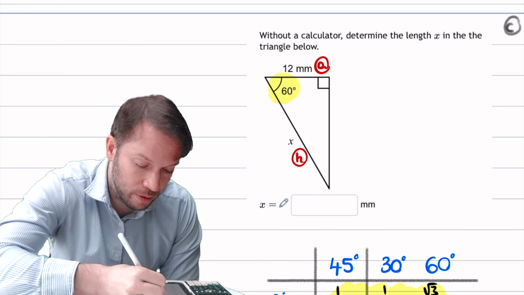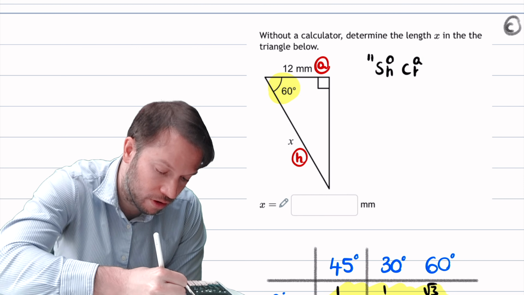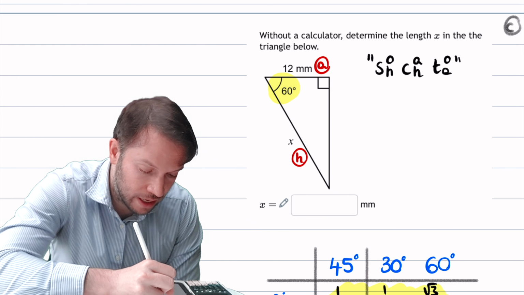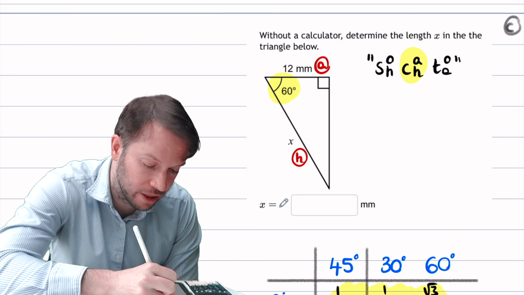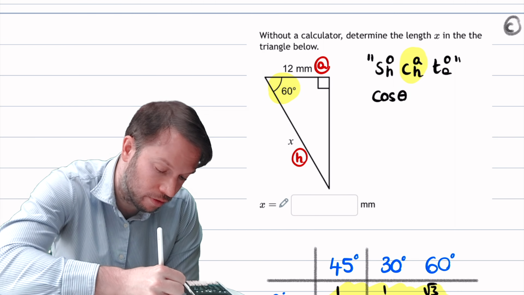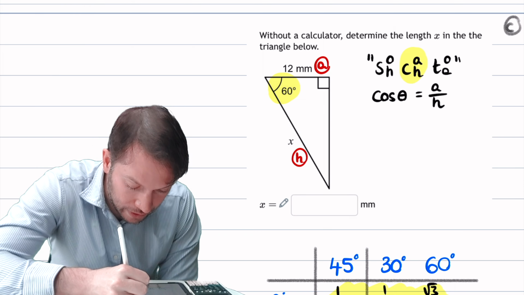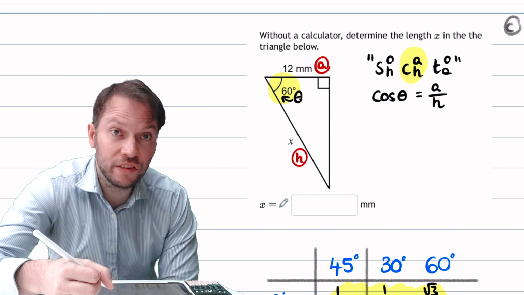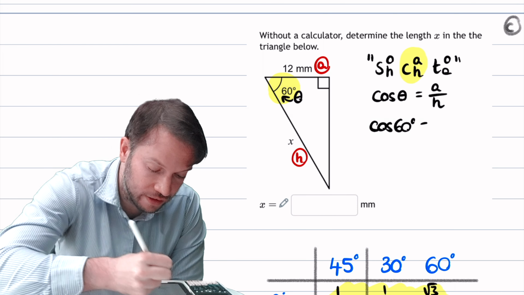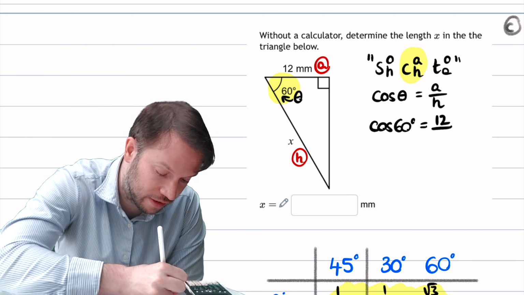Now, remember we use SOHCAHTOA as a little mnemonic to remember which trigonometric ratio to use. SOHCAHTOA, like that. Now we're using A and H. A and H is here, so it's this trig ratio we're going to use. And remember that was short for cos. C is for cos. Cos of the angle of interest, theta, is A over H. So this is the theta here, the angle of interest. So let's just substitute into this. We've got cos of 60 degrees is equal to the A, which is 12, over H, which is x.